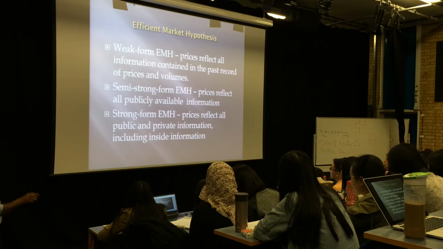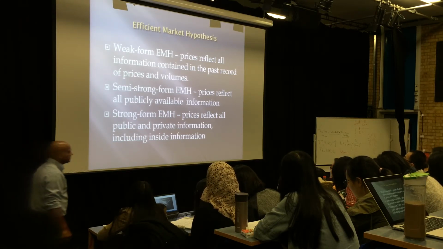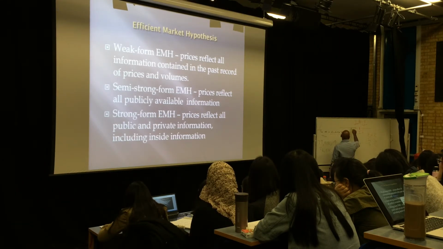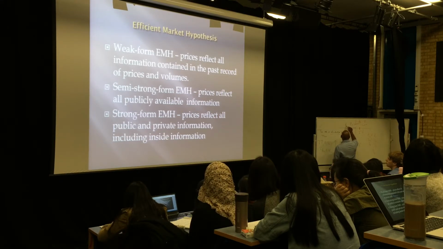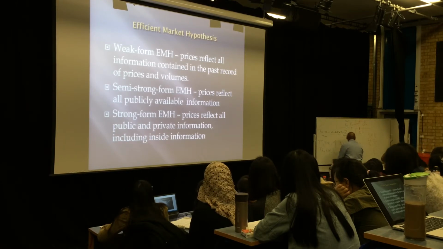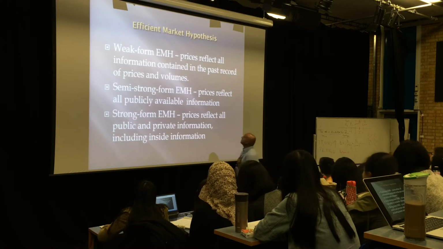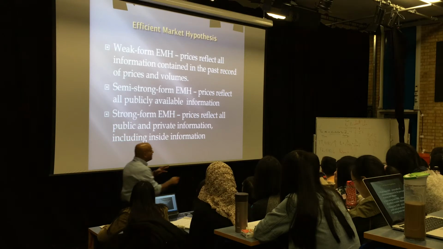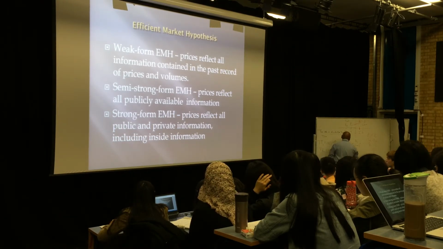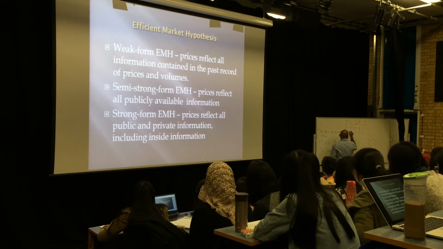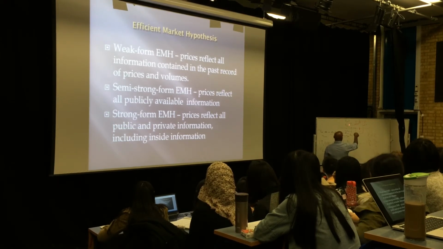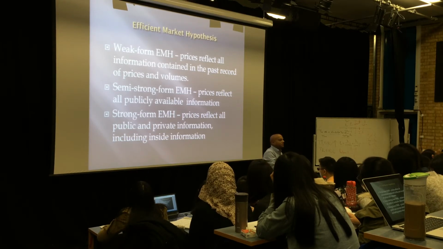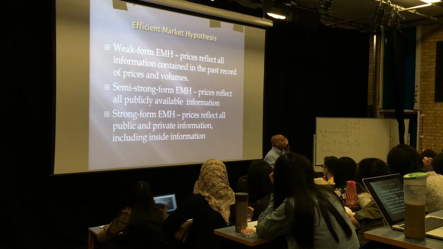In the weak form, price reflects all past information, price and volume. So, this is the past. This price today includes all that. All the information that these guys had, I minus 1, I minus 2, all the information these guys had, is reflected in here. Yesterday's prices are reflected in today's prices. Day before yesterday's prices are reflected in today's prices, going all the way back.